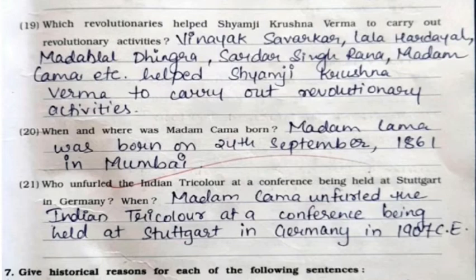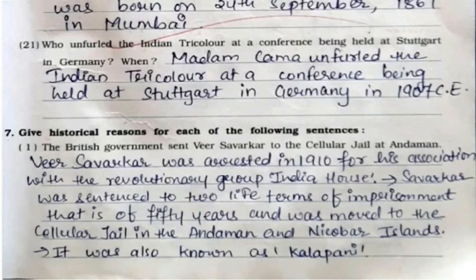21st, who unfurled the Indian tricolour at a conference being held at Stuttgart in Germany, and when? So its answer is Madam Kama unfurled the Indian tricolour at a conference being held at Stuttgart in Germany in 1907 CE. Now we'll continue with question number 7, that is give historical reasons for the following sentences. First one is the British government sent Veer Savarkar to the cellular jail at Andaman.